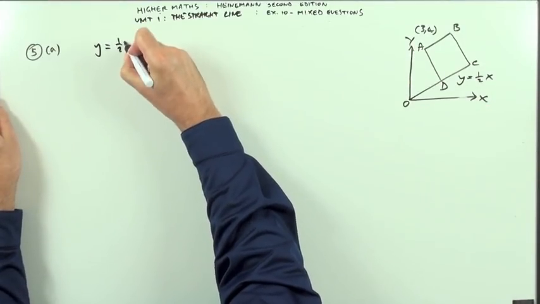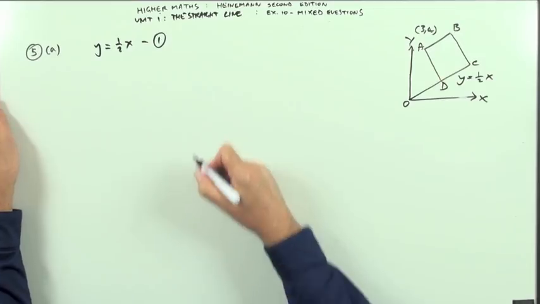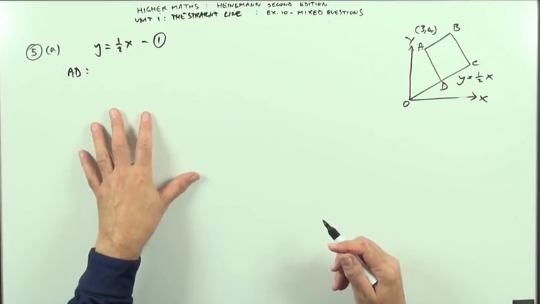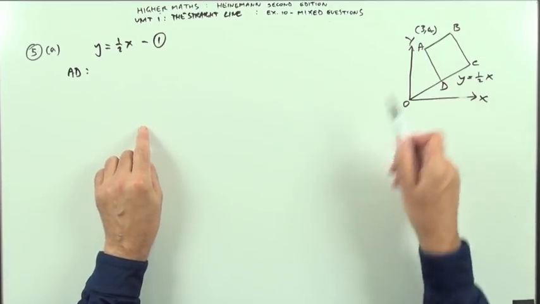I've got y equals a half x. I'm not going to use that later, I'll give it a name. Right, AD. To find the equation of line AD, I'll need to know two things. A point on it, got it, and its gradient.